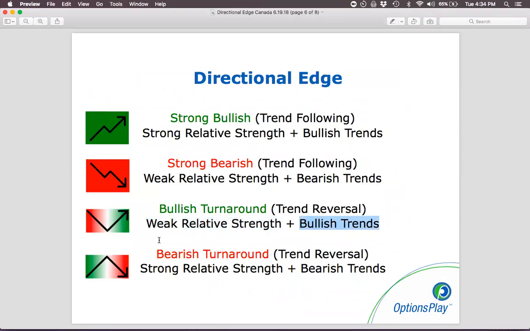Vice versa, a bearish turnaround, this is really stocks that have strong relative strength, but their trends have turned bearish. So meaning this is a strong stock that's outperformed the overall market, but that trend has likely come to an end. This is more likely where you would see with market tops.